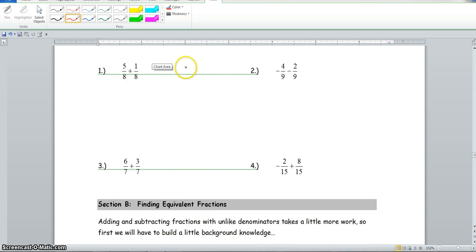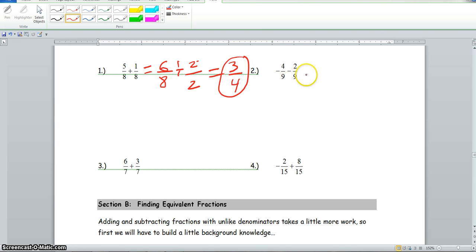We have number 1. We have 5/8 plus 1/8. Now we would keep our denominators the same, which is 8, and 5 plus 1 is 6. Now when we look here at 6/8, we know that they both have 2 in common, the 6 and 8. So we'll divide off 2. So now we have 6 divided by 2, which is 3, and 8 divided by 2, which is 4. So our final answer here is 3/4.